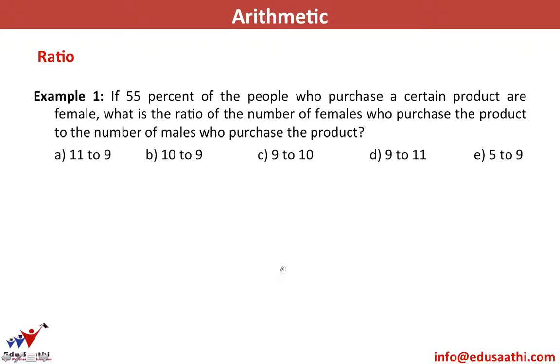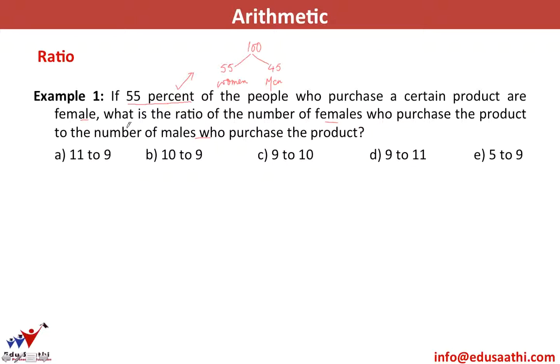Let's look at some of the questions related to the concept of ratio. If 55% of the people who purchased a certain product are female, what is the ratio of the number of females who purchase the product to the number of males who purchase that product? Here the question is a kind of mixture of ratio and percentage. Whenever I have percentage, percent means out of 100. So suppose there are 100 people who buy a certain product, out of which 55%, which will actually be 55, are women. How many am I left with? I'm left with 45. So obviously the leftover has to be men.